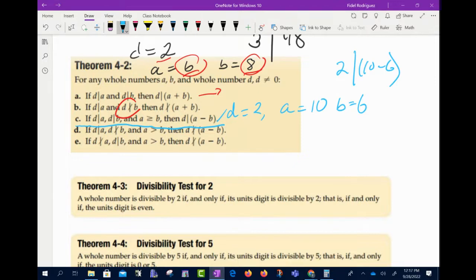All right. And then the last two say if D divides A, but it does not divide B, and A is bigger than B, then it's not going to divide the difference. Okay, so again, let me stick with my same numbers. 2 goes into 10, but it's not supposed to go into 6. So let me change this 6 to, say, a 7. Now all it's telling me is that 2 is not going to divide 10 minus 7.